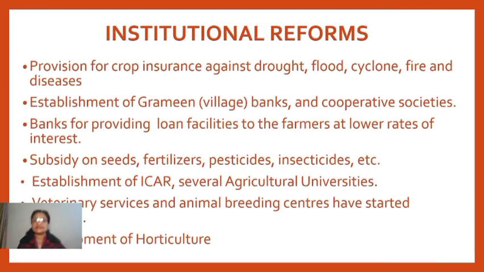Then besides this, if you talk about the other reforms which have been introduced by the government at several times, a few have been mentioned here. Number one, provision for crop insurance against drought, flood, cyclone, fire and diseases. There was a strong step introduced by the government, to provide crop insurance. What is the need for it? Just think of it. This is an occupation where a person depends totally on the weather conditions. The weather is not in control of anybody. So if the weather is very bad, he has to think of what will happen with his crops.